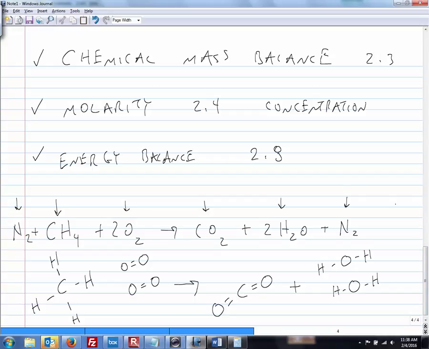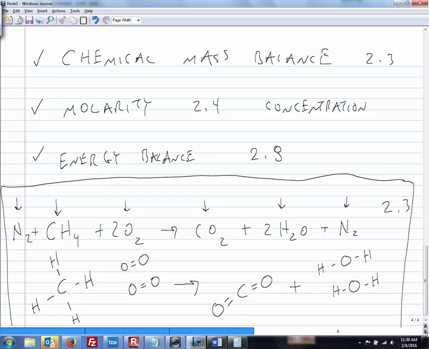So this was all 2.3 right here. 2.3 chemical mass balance. Okay, so now 2.4 is concentration. 2.4 molarity. All right, so I'm just going to write the equation as I see it here. So N equals M, little m, over big M.